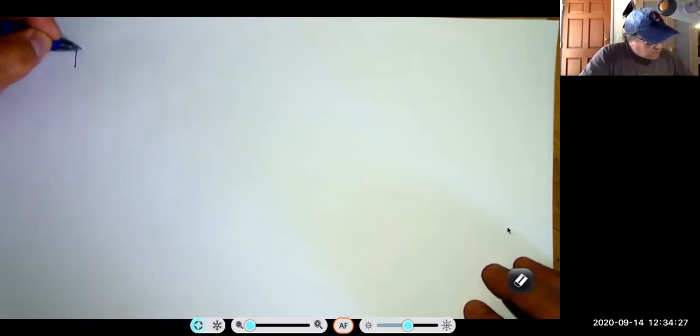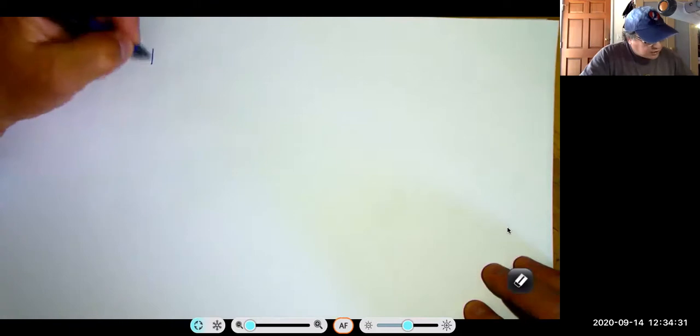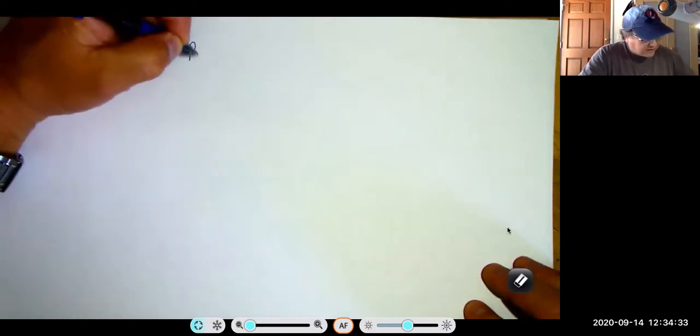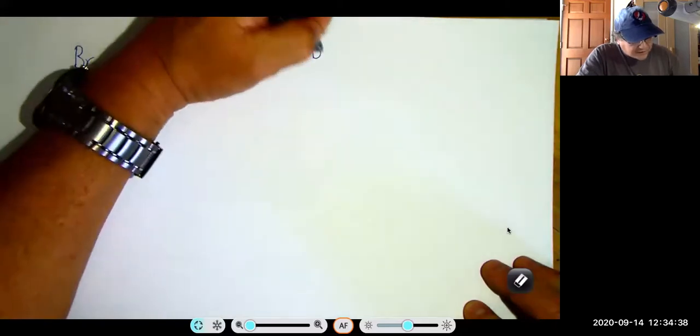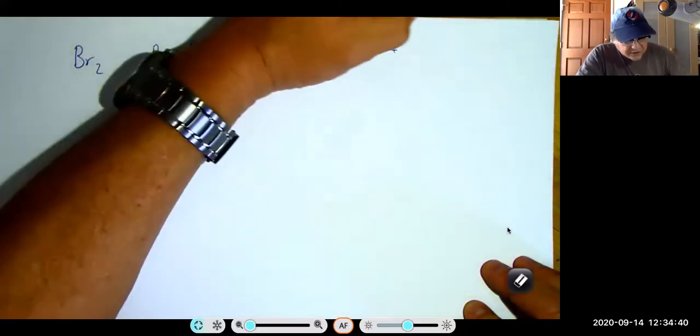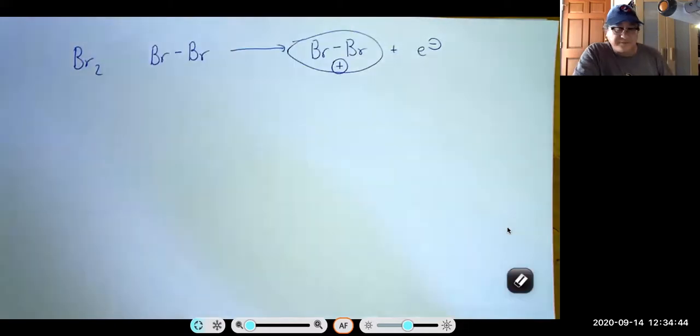All right. Now, a bromine molecule is 2 bromine atoms stuck together. When you submit this to mass spectrometry, what's going to happen is you're going to knock an electron off, and this will have a positive charge. So that means with a positive charge, it can be detected by the mass spectrometer.